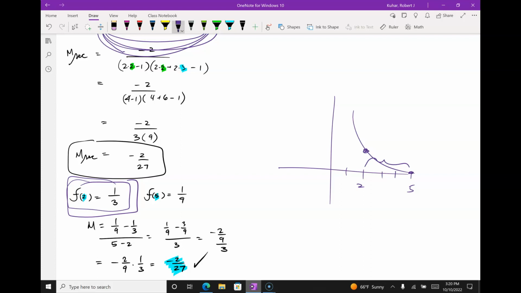And almost every class, every year, for 30-some years, someone makes that same mistake, so it's not, yeah.